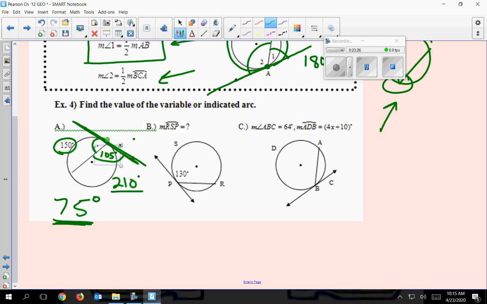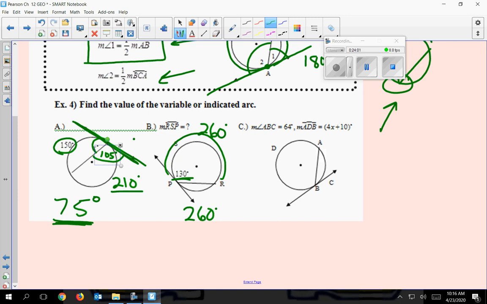So we're gonna mess with you guys on stuff like that, taking some rules that you learned to be able to apply that, okay? So on this example B, they want the arc RSP. Well, I've got the angle that's creating that arc. So therefore, I think I'm supposed to take that angle and double it. So I double 130, what do you get? I get 260 degrees. I'll put it up here for that arc, okay?